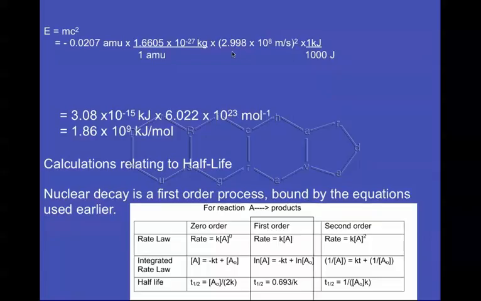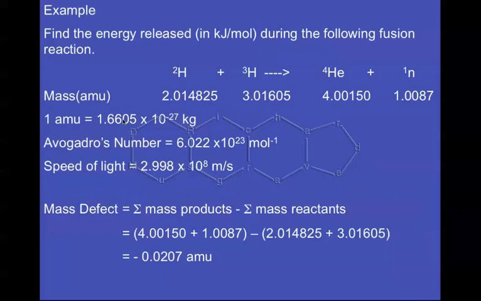And this is where the other thing comes into play, where we're using the AMUs. They're being lost, and then we're left with kilograms, meters squared per second squared. Now that's joules, so that's what's cancelling with the joules down here. Alright, so once we get that, that comes out to 3.08 times 10 to the negative 15 kilojoules. Now that's just for one of these reacting with one of these to give one of these and one of these. I mean, it's a pretty small amount of energy.